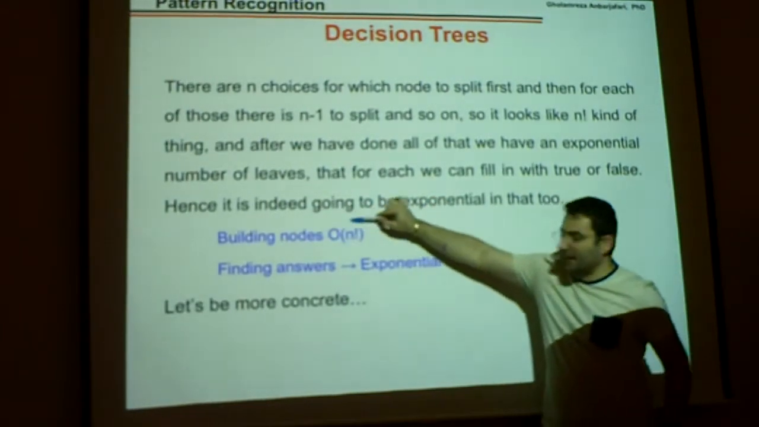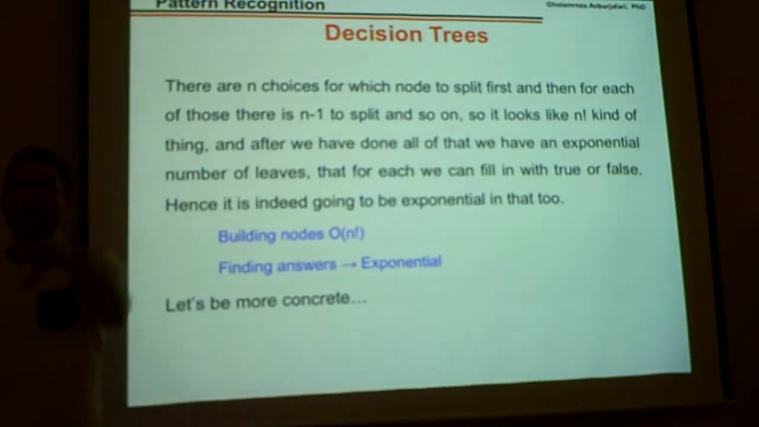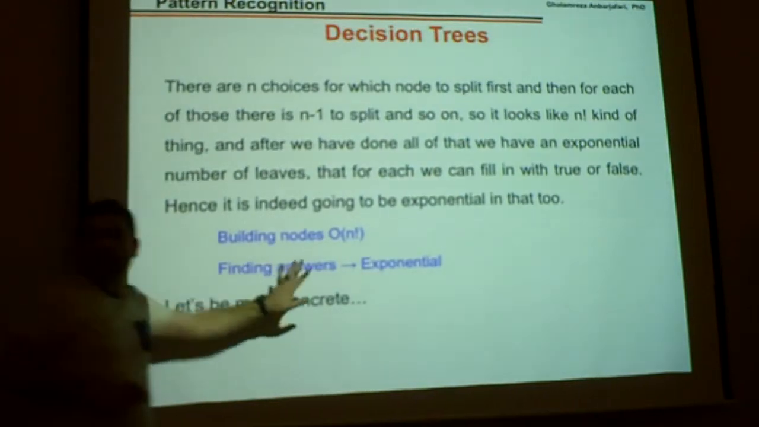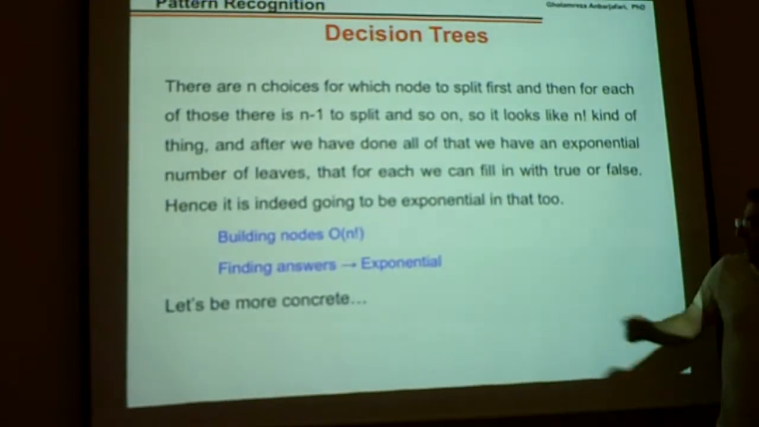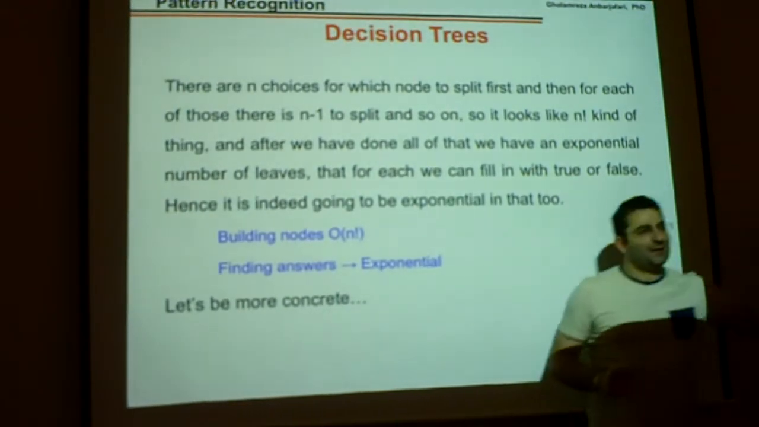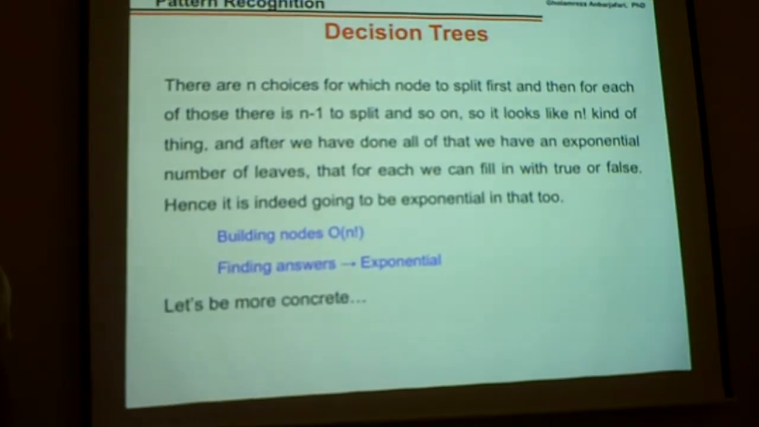And this is the order of the computational complexity for making the nodes. I have not made the decision yet. I have not found the decision yet. I have only built it. And if I want to make the decision, we already saw that this is exponential, isn't it? It was 2 to the power of n.